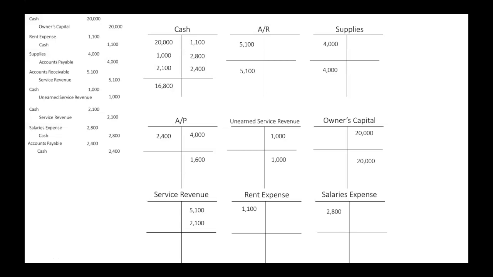Now, unearned service revenue, only that 1 entry, so $1,000 as a credit balance. Owner's capital, only one entry, so its balance is $20,000. Now service revenue. Service revenue had 2 credits, right? Revenues increase with credits, so we add up those 2 credits, and they add to 7,200. So the balance in service revenue is 7,200. And then our 2 expense accounts just had one single entry. So rent expense has a debit balance of 1,100, and salaries expense has a debit balance of 2,800.